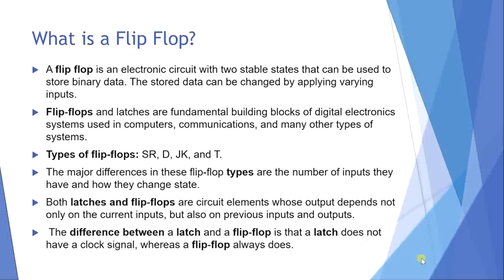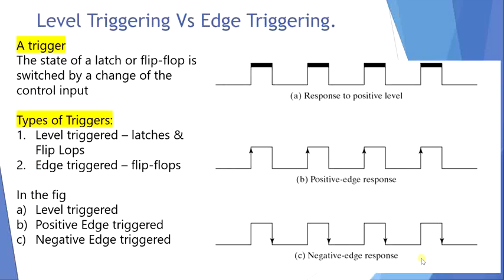If you compare a latch and a flip-flop, a latch does not have a clock signal, whereas a flip-flop has a clock signal. But both latches and flip-flops are circuit elements whose output will depend not only on the current inputs but also on the previous inputs and outputs. One of the main reasons is that flip-flops and latches are sequential circuits.